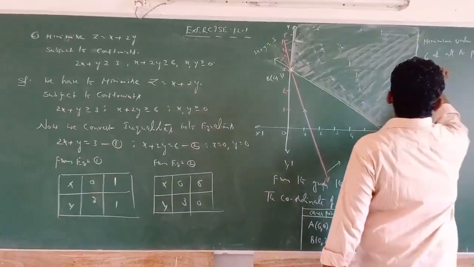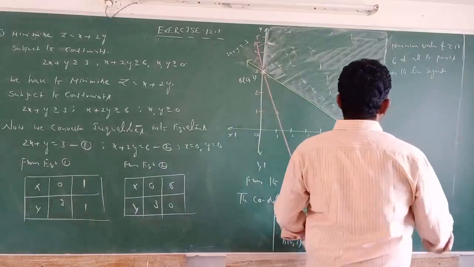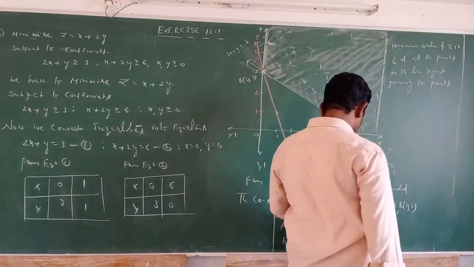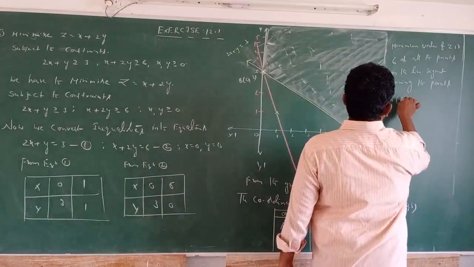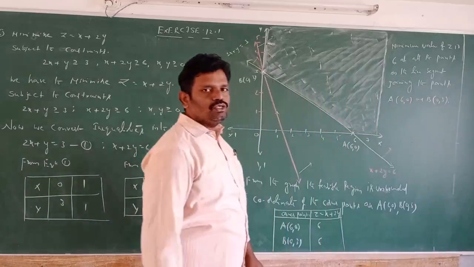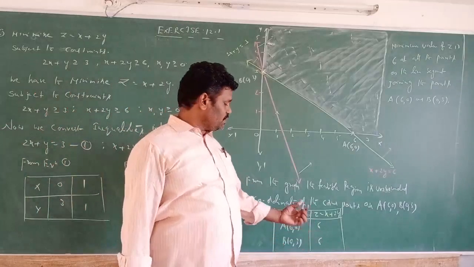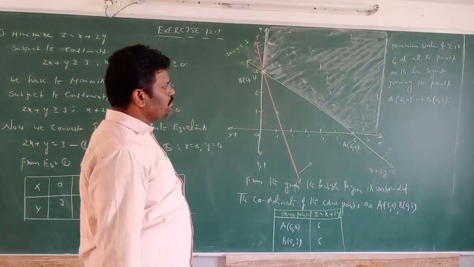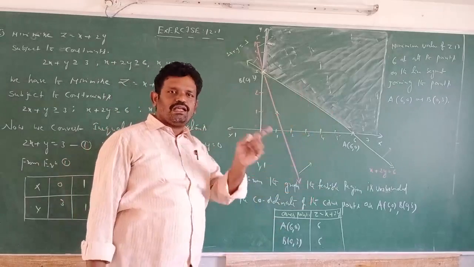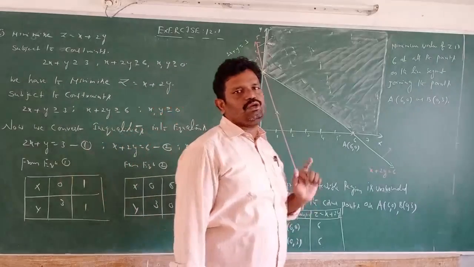At all the points on the line segment joining the points A of 6, 0 and B of 0, 3. Okay? That is the condition in an unbounded feasible region. If you get the same value at two points, you are not identifying which one is the minimum, so we consider the minimum value of Z is 6 at all the points on the line segment. If you take any point on the line, the value will be 6 only. Okay?